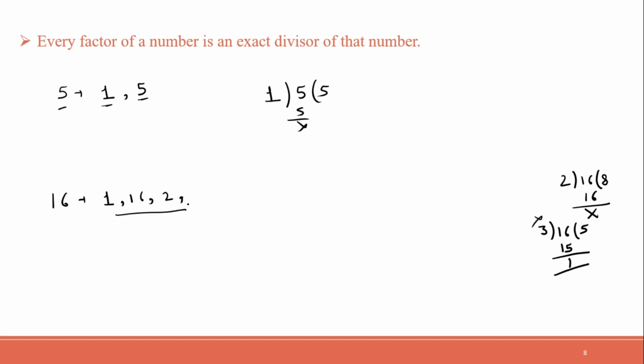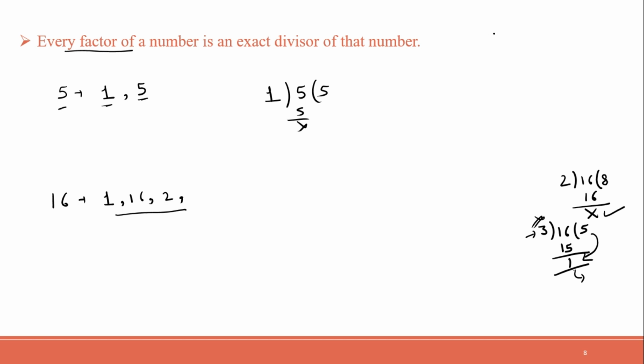So all the factors are dividing the number exactly. That means leaving no remainder. If any number is leaving any remainder, just like in this case of 3, which is dividing 16, in this case 1 is the remainder. So we can say that this 3 is not exactly dividing 16. So it will not be the factor of 16. So we can say that every factor of a number is an exact divisor of that number.